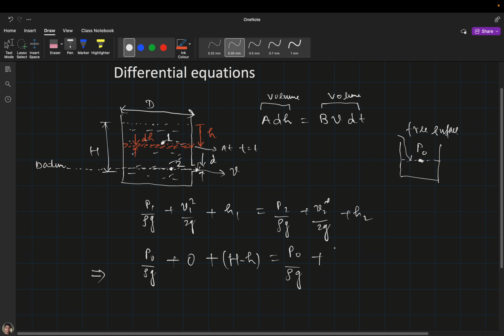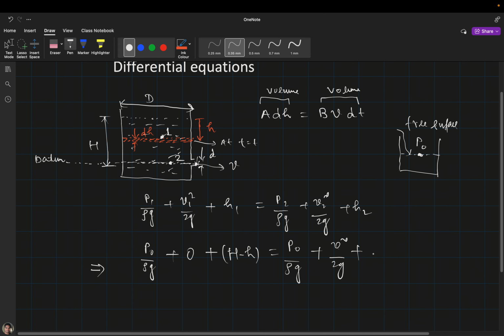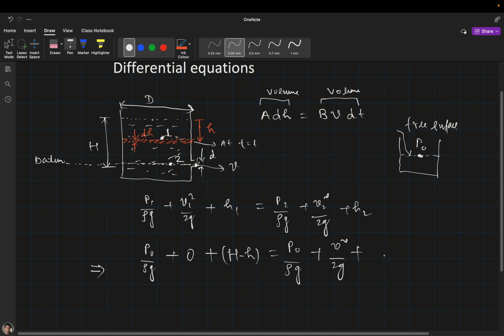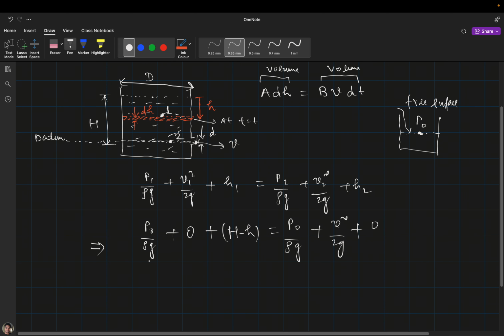Plus, since I have to determine the velocity at point 2, I will write V square by 2g. And what will be the h2? Zero. What will be h2? Sir, we are measuring this from this datum, then h2 will be 0. Fine. Now you can see that these two will be cancelled out.